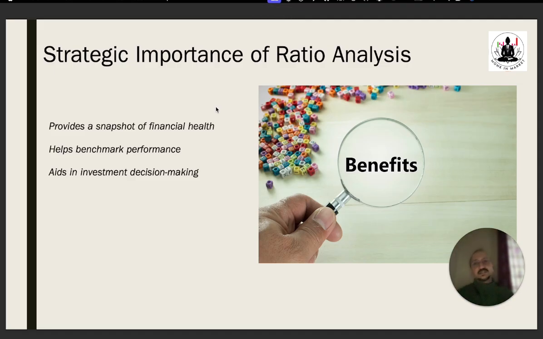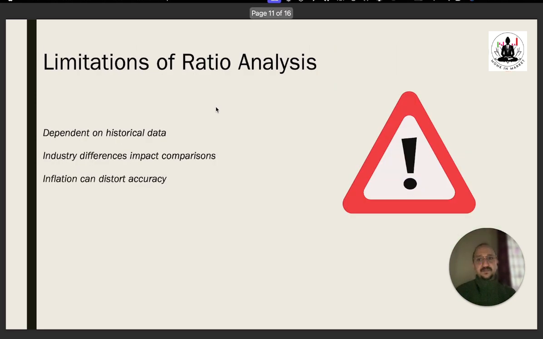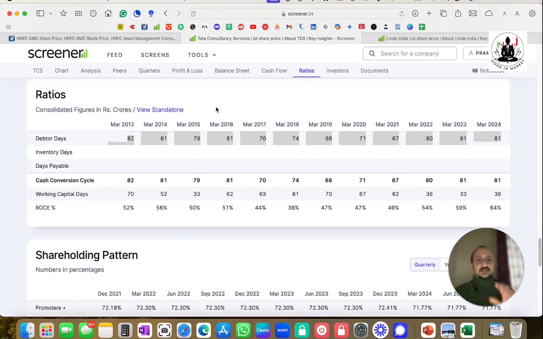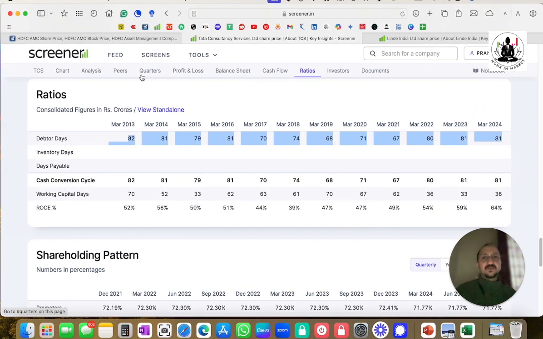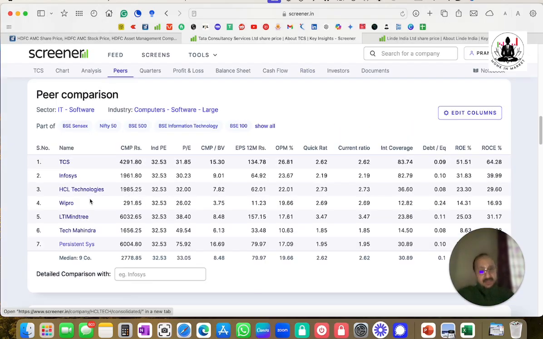Now, ratio analysis provides a snapshot of the financial health, right? It helps us know the benchmark performance, and it aids in decision making in the company. I hope this is clear to everybody. The only limitation is that it's not something black and white. It's not something where you will straight away choose one company. No. Out of these 7 companies, it will help you to shortlist 2 or 3 companies.